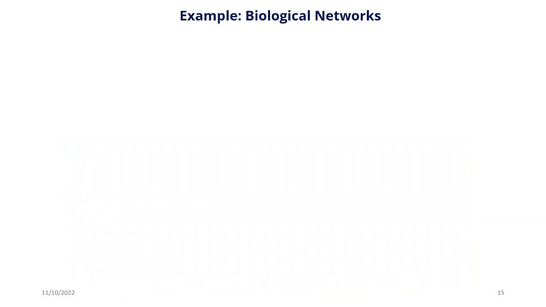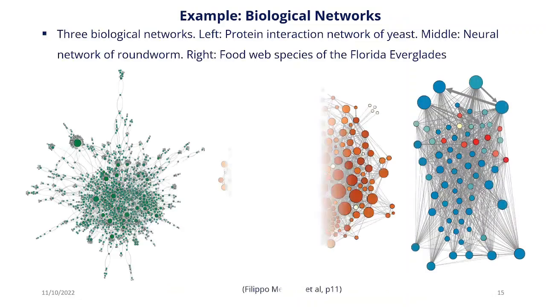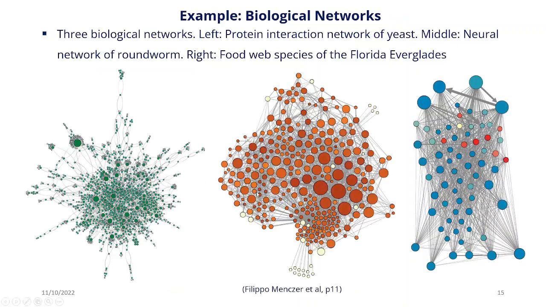Another example of networks is biological networks. The figures you see here show three biological networks. The green one on the left side is the protein interaction network of yeast. The middle one is a neural network of roundworm, while the one on the far right, which is the blue one, is the food web of species of the Florida Everglades. And this is also taken from the book of Filippo Menczer.